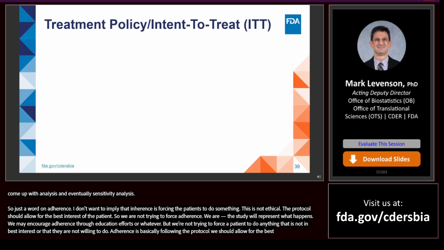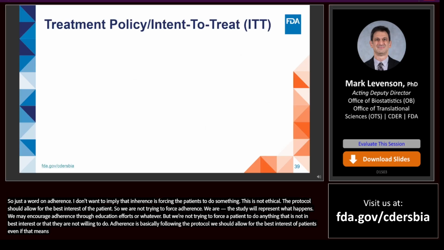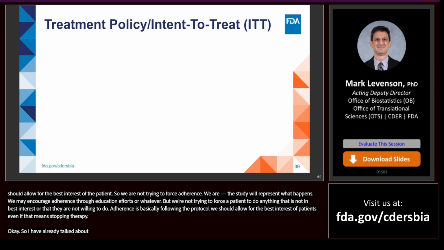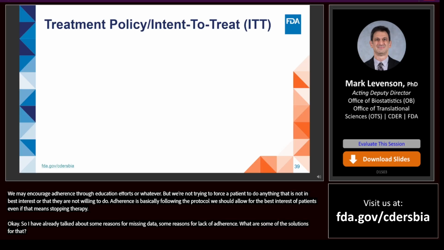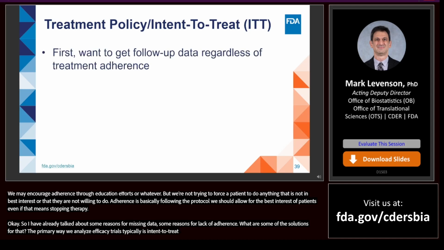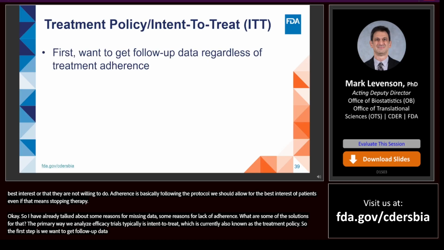Okay, so I've already talked about some reasons for missing data, some reasons for lack of adherence. So what are some of the solutions for that? The primary way we analyze efficacy trials typically is intent to treat, which is currently also known as treatment policy. So the first step is we want to get follow-up data regardless of treatment adherence. So even if someone stops treatment, we still like to get the follow-up data.